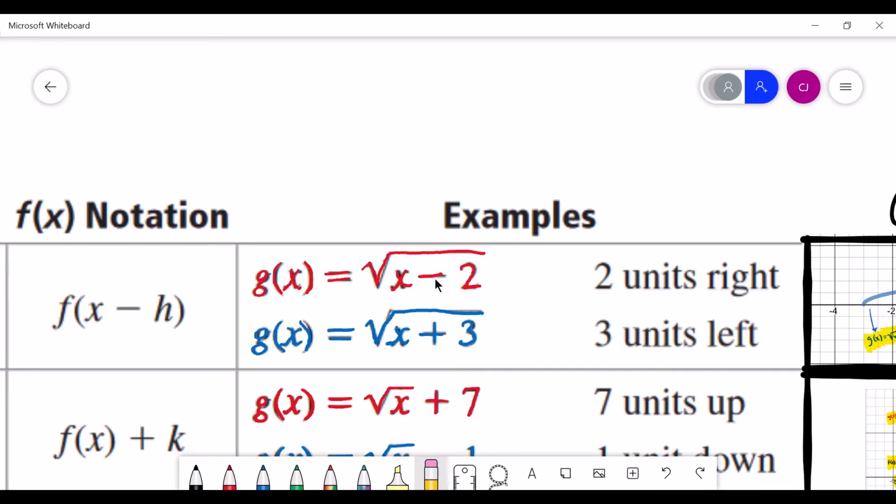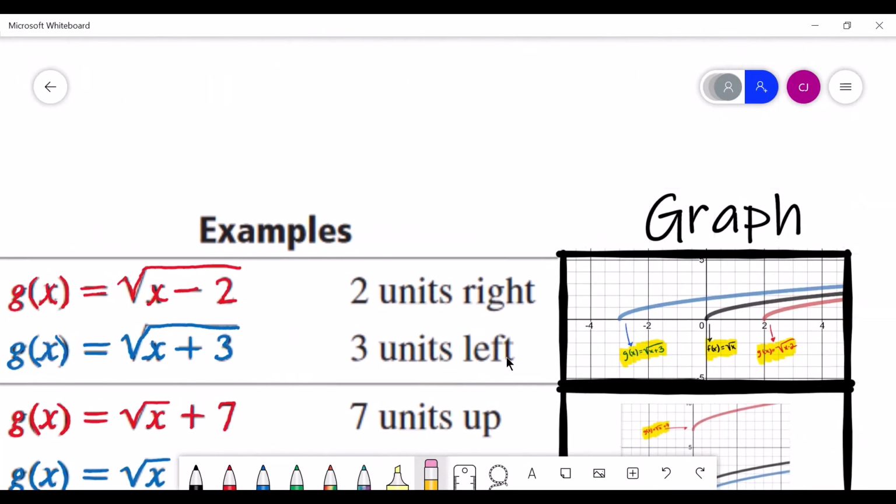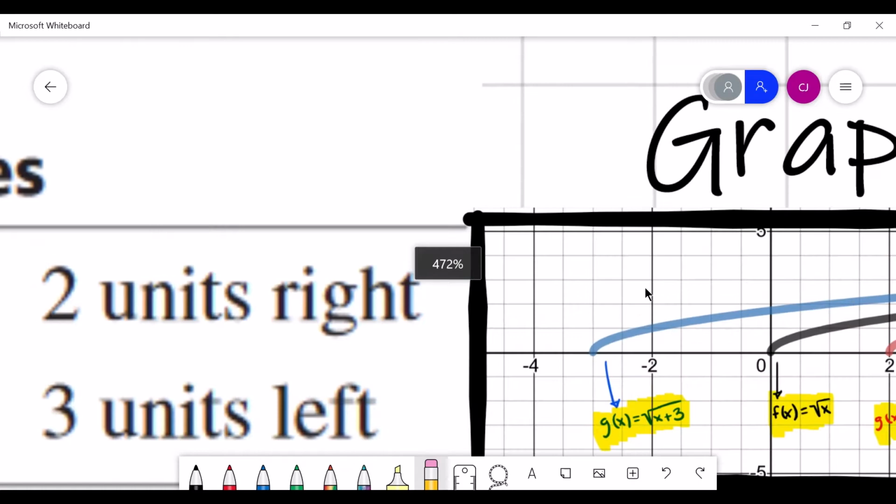But like I said, if that confuses you, just take the opposite. Here, the square root of x minus 2, take the opposite of minus 2, it's going to be plus 2, so it's going to go 2 units to the right. The opposite of plus 3 is going to be negative 3, so it's going to go 3 units to the left. And I have a graph here. I'm going to try to zoom in so I can show you what that shift looks like.